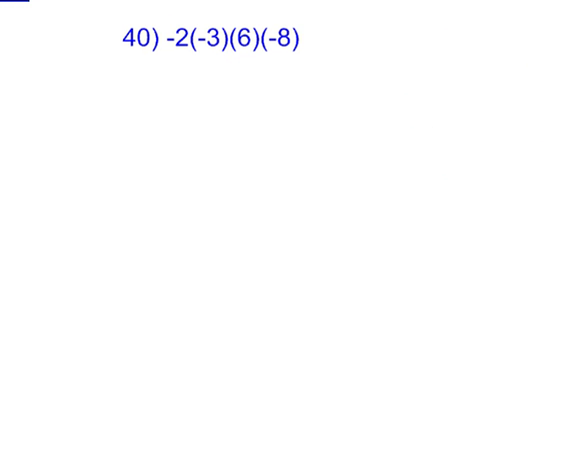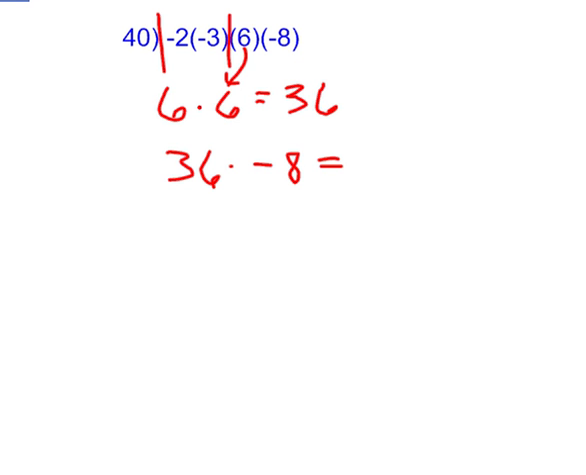All right, this time we've got 4 terms, and we're going to break it up into chunks. The first chunk we're going to do is right here. A negative 2 times a negative 3. Would that be positive or negative? Positive. Positive 6. Now we have a positive 6 times a positive 6. 6 times 6 is 36. So now we have 36 times a negative 8. And we know that a positive times a negative is going to give us a negative answer. And now we have 36 times 8, a negative 288.